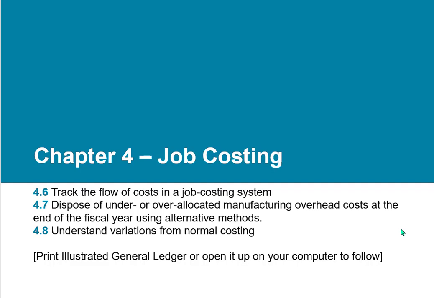Okay, Chapter 4, Job Costing. In this presentation, we'll review and track the flow of costs in a job costing system, dispose of over- and under-allocated manufacturing overhead, and then understand variations from normal costing. Now, there's a JPEG there of an illustrated general ledger that you might want to either open up on your computer so that you can see it because it's too small in the presentation, or print it. You could probably just open it up and that would be fine.